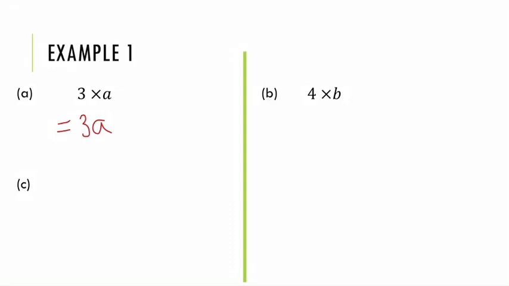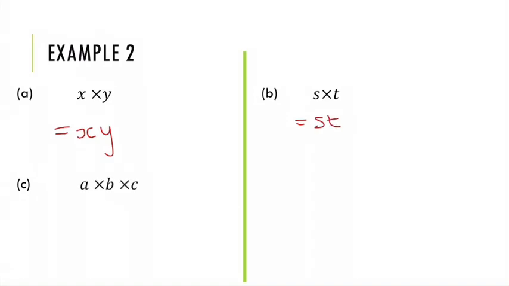For 4 times B, we can just write this as 4B. And for 0.5 times Y, we can just write this as 0.5Y. This also applies if we have 2 letters multiplying each other. X times Y can just be written as XY. S times T can be written as ST. And A times B times C can be written as ABC.